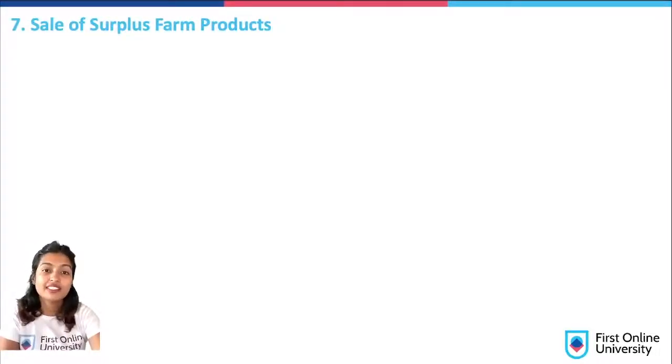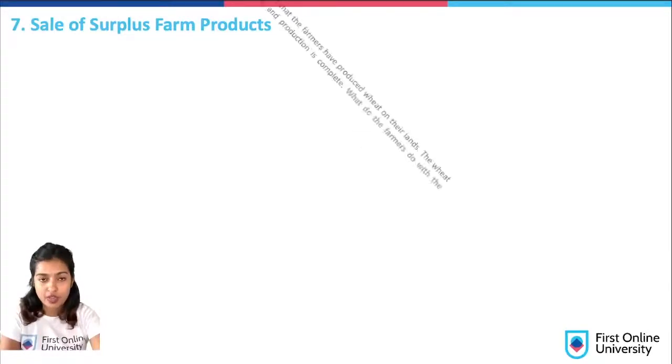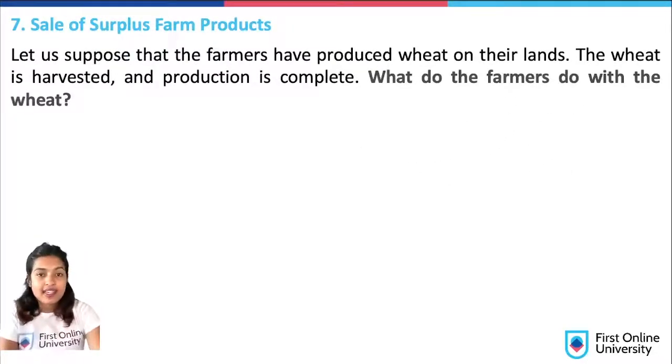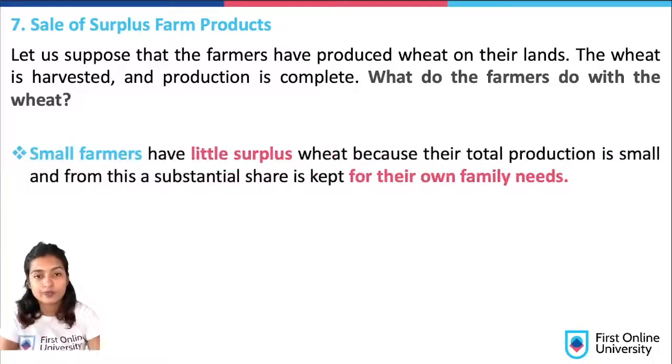Next, we have the sale of surplus farm products. So let us take a case scenario here. Farmers have produced wheat on their lands. The wheat is finally harvested, it's complete, you have the wheat in hand, and the production process is complete. What do the farmers do with this wheat? Where do they go? So first case scenario we see here is the small farmers. So where do they go?